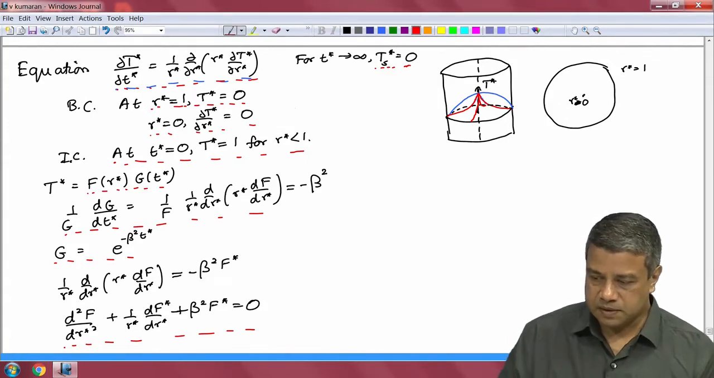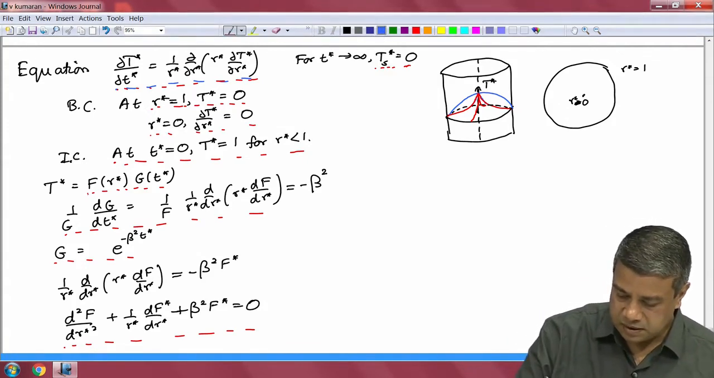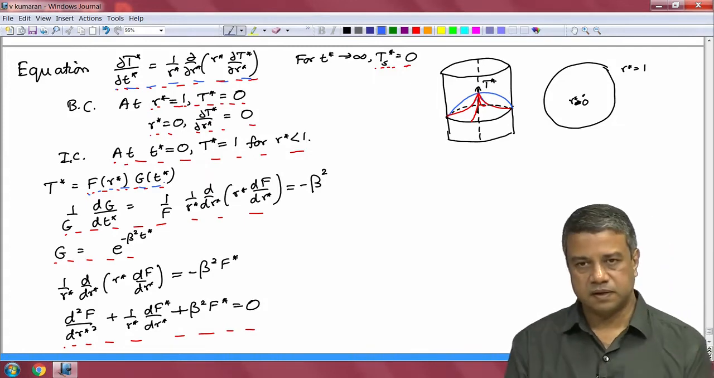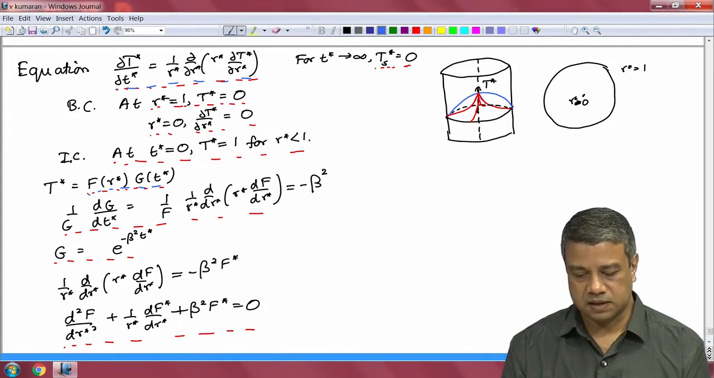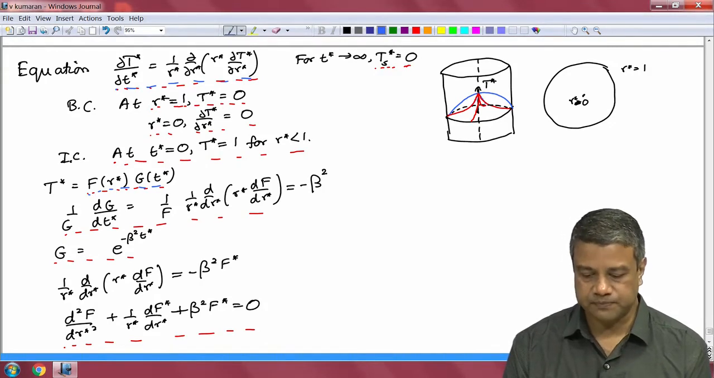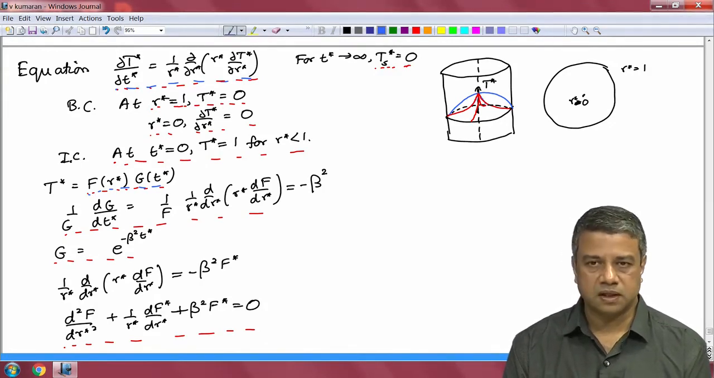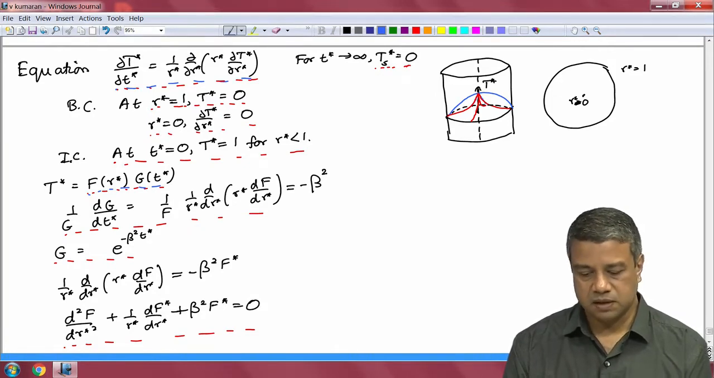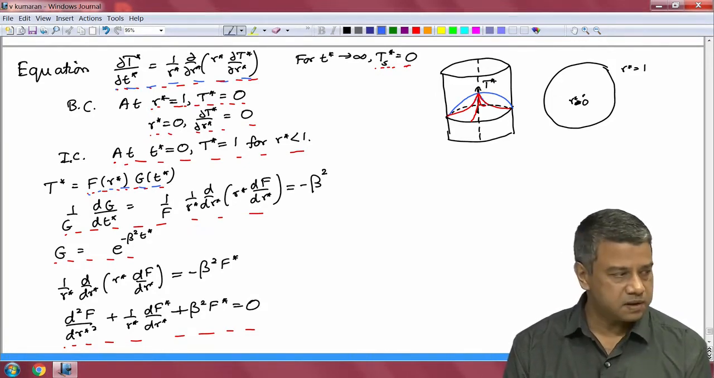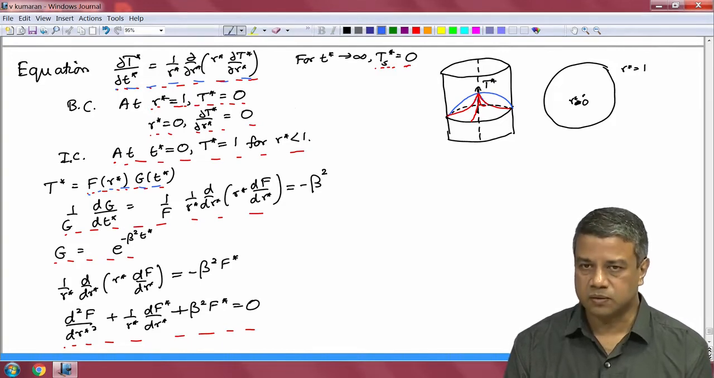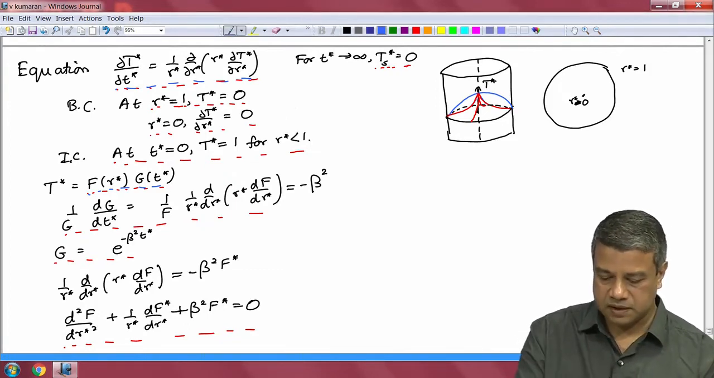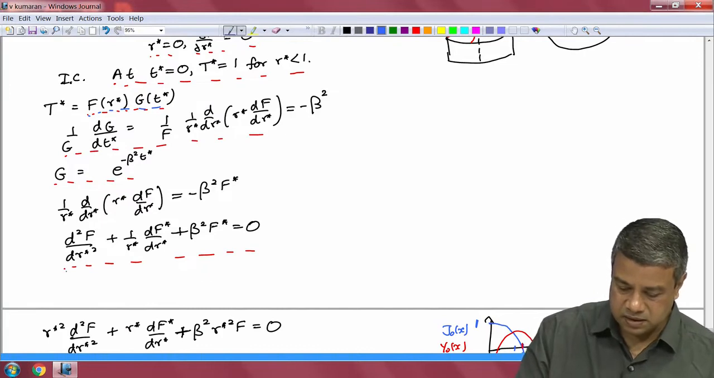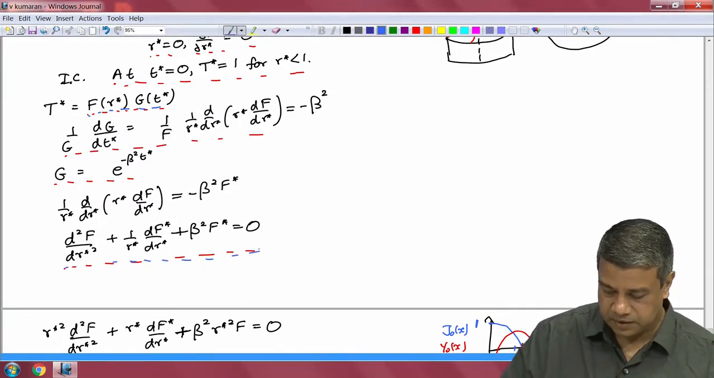So, express the temperature as the product of two functions, one which depends only upon r star and the other which depends only upon time, and substitute that, divide by f times g. Left side is only a function of time, right side is only a function of r, both have to be constants. That constant has to be negative, so that g decreases to 0 in the limit t goes to infinity, and then we get this equation for f of r.